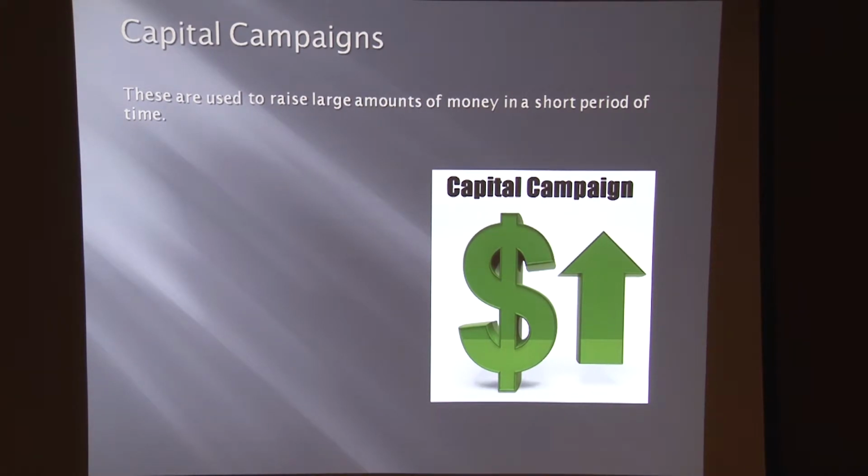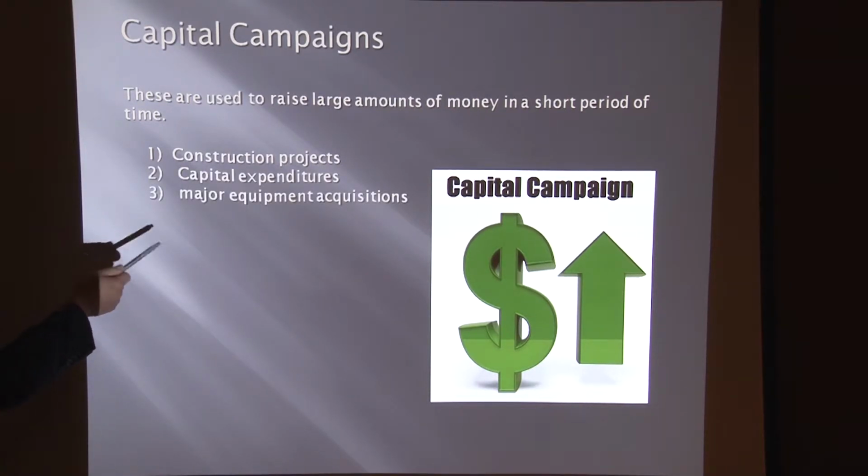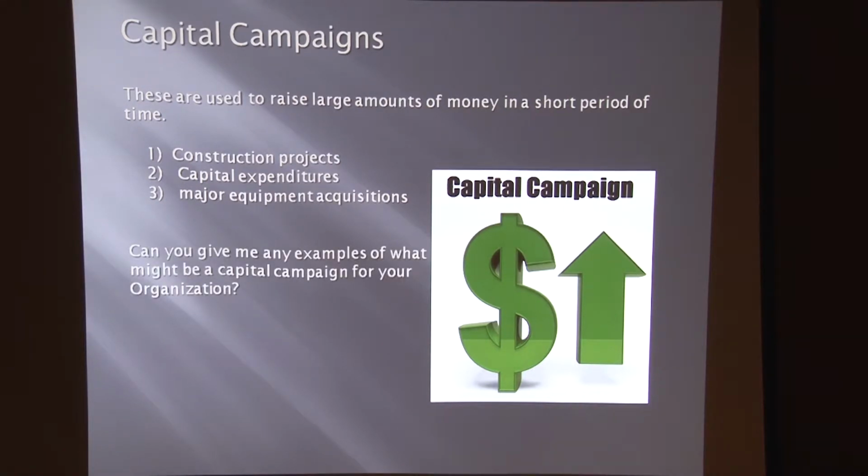Capital campaigns are used to raise a large amount of money in a short period of time. Again, I'm including churches, libraries, other types of nonprofit, construction projects, capital expenditures, major equipment acquisitions. Like a club, you may have to buy new showcases for your show, or even, for some clubs that are on a tight budget, buying electrical cords could be a budget breaker. It's good to know how to raise money for that. Anybody have any examples of a capital campaign that you might need to raise some funds for?